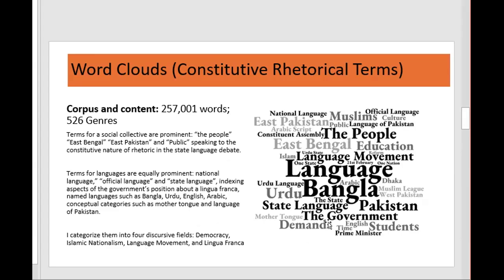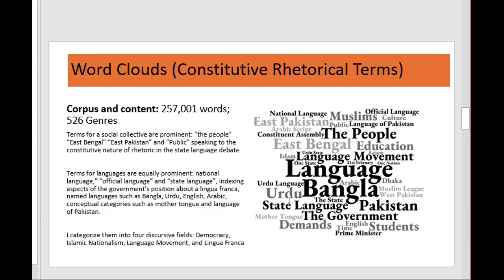So language movement would be made up of Bangla. These are the themes that constitute it: Bangla, students, education, literature. Those would be part of the language movement topic theme. So anytime those words appeared, it would get categorized into the corpus as this theme, language movement. And it's not mutually exclusive. The word Bangla would be in language movement, and it would also be in democracy. State language would be in language movement, but it would also be in lingua franca. They are not mutually exclusive.